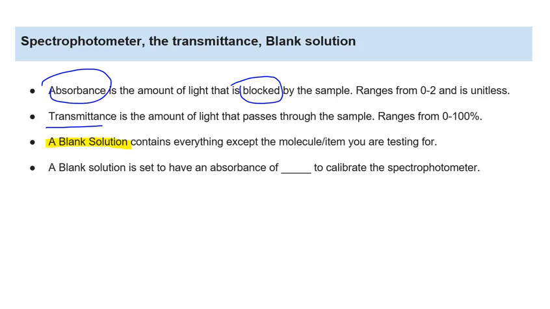The first thing that we did, we placed the blank solution in our spectrophotometer, and then we adjusted the absorbance of the blank solution to 0 to calibrate the spectrophotometer. So it's super important to know. And also we had some activity in our lab assignment where we set the absorbance of the blank solution to 0 to calibrate the spectrophotometer.